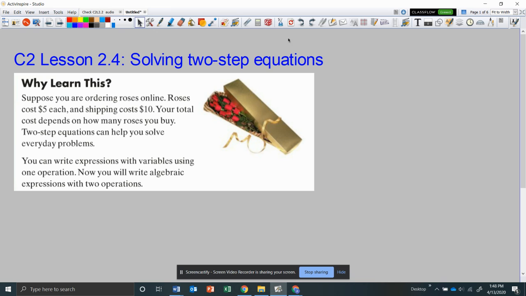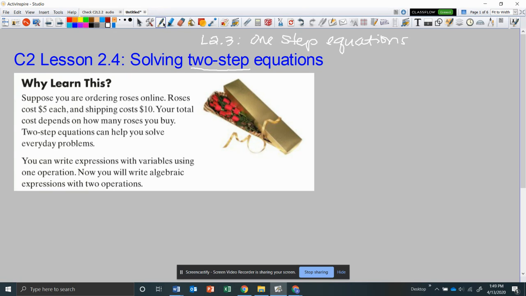Okay, guys, today we're going to learn how to solve some two-step equations. One thing I want to point out to you is that I'm skipping lesson 2.3 because it is solving one-step equations, which you have been doing since the beginning of sixth grade. So I'm skipping that one. If you need to review solving one-step equations, you need to go back to that section.